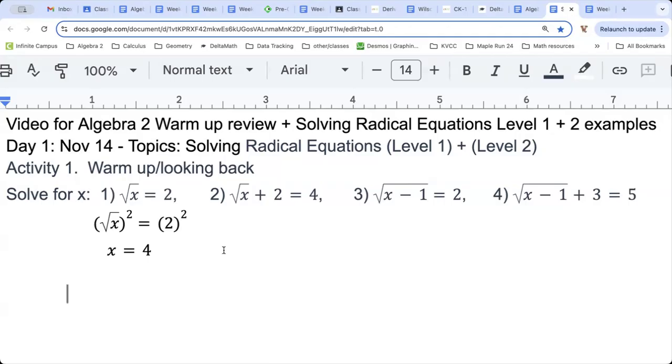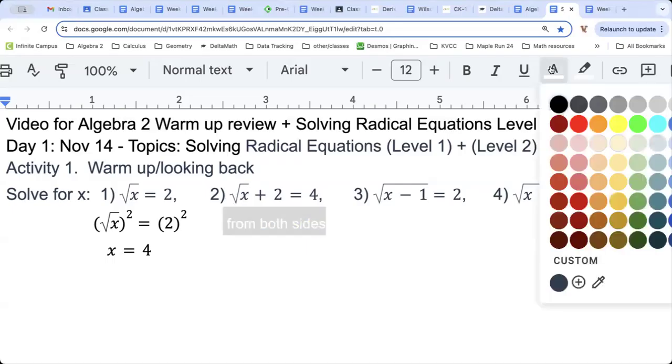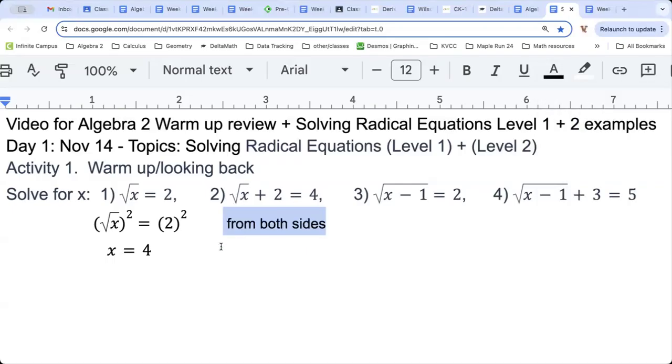Now let's take a look at number 2. You have a number 2, and you have a square root of x here. The radical part, the square root, is not by itself, so we need to do something about that first. A lot of you probably say, oh, just subtract 2 on both sides. You're absolutely correct. That's what we have to do.